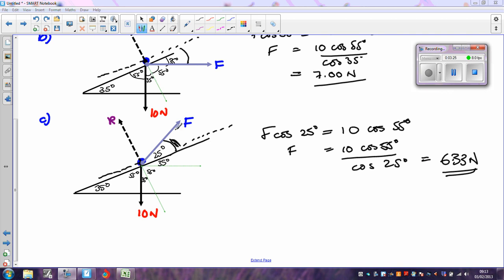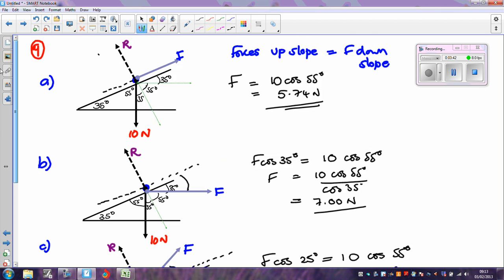The last part here asks us, without doing any calculations, to work out where the normal contact force is going to be the greatest, and we can do that by realizing that because the particle is in equilibrium, the forces that are tending to make it go away from the slope will exactly equal the forces that are tending to make it move towards the slope. Let's look at the situations.